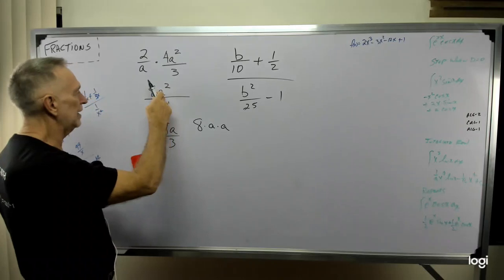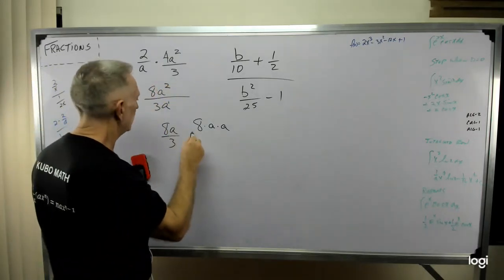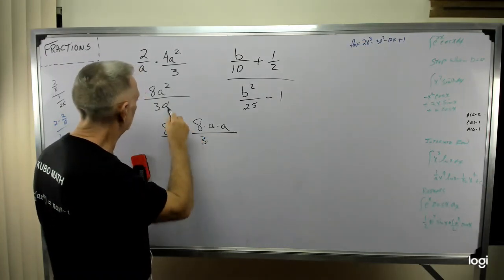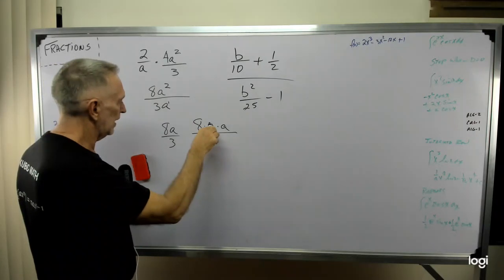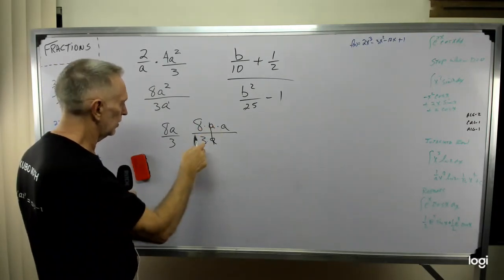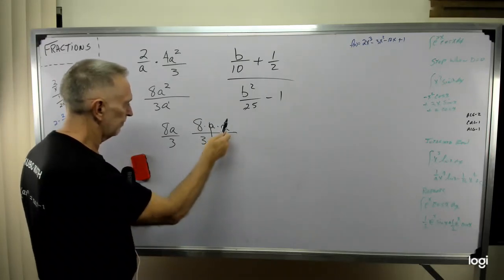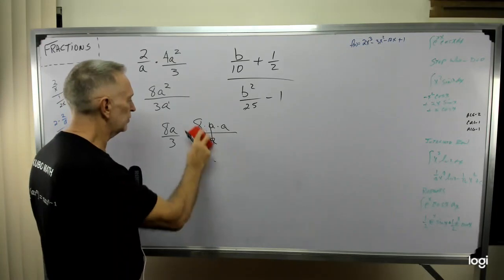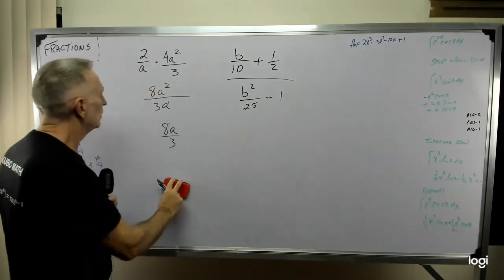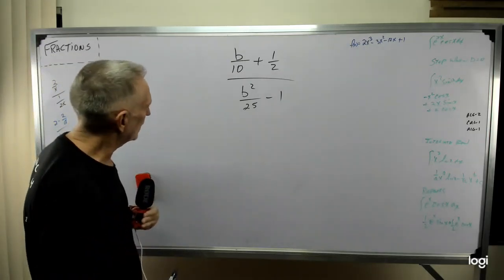but you could say I have 8 times A, which is A times itself 2 times, that's what A squared is, divided by 3 times A. Well, A divided by A is 1, so now I have 8 over 3 times A. So if you forget the rule, there are other ways to make that happen. Okay, that's one down.